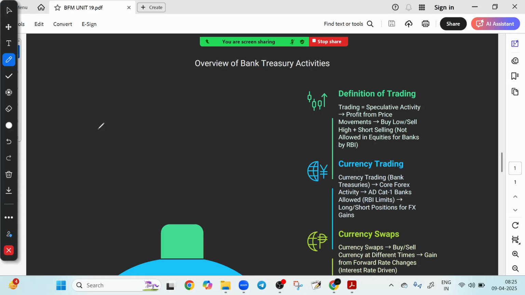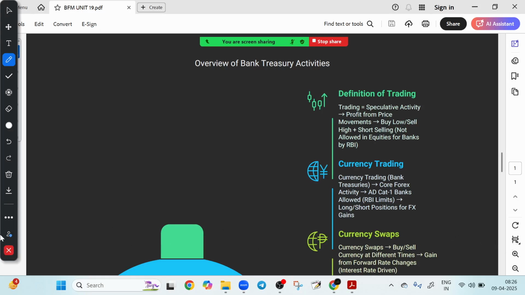Now friends, let's shift our focus to the overview of bank treasury activity. Welcome to the heart of the bank's financial engine, the treasury. This is where precision meets opportunity. Let's decode the core activities that keep the treasury ticking. Let me zoom a little bit.